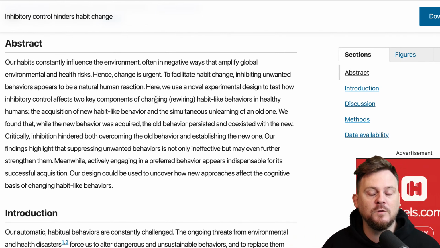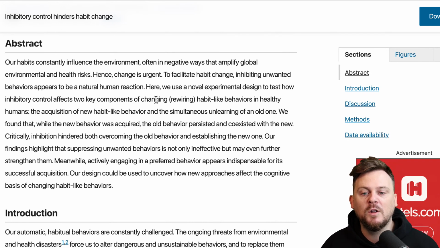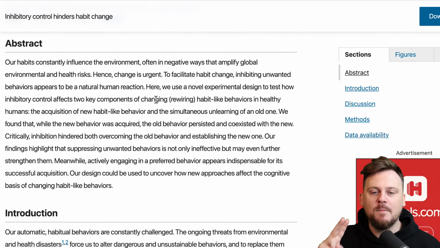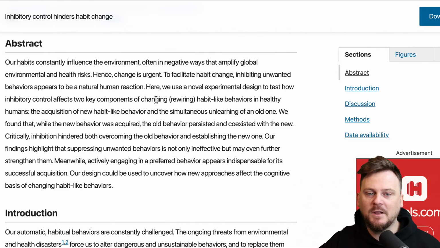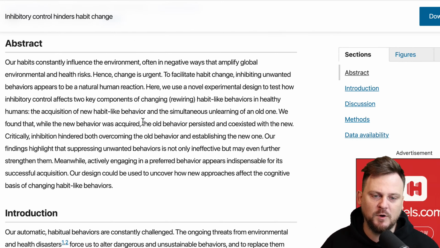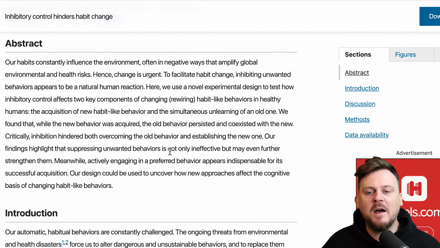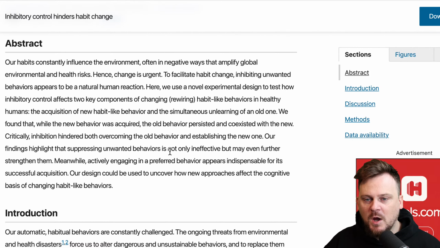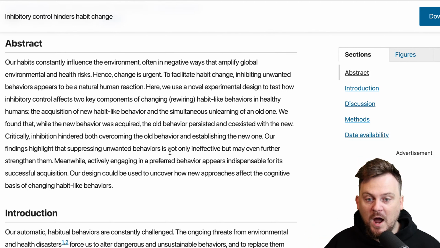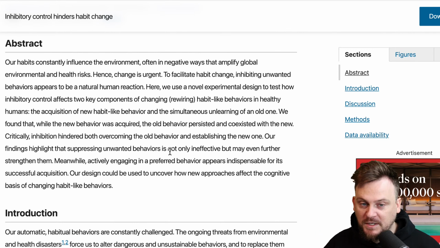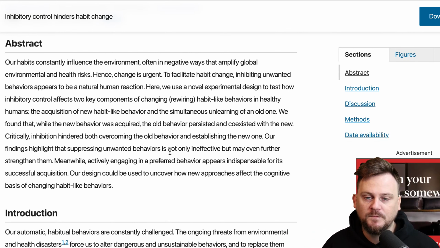Here, we use a newly developed experimental design to test how inhibitory control affects two key components of changing, rewiring, habit-like behaviors in healthy humans. So again, inhibitory control is saying, I won't do that anymore. Okay. So habit-like behaviors, things that are like habits or things in your lifestyle that you're just used to doing, brushing your teeth, that sort of thing. We found that, this is the key part, we found that while the new behavior was acquired, the old behavior persisted and coexisted with the new.